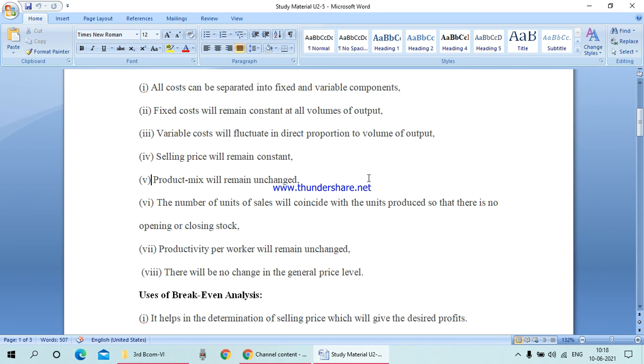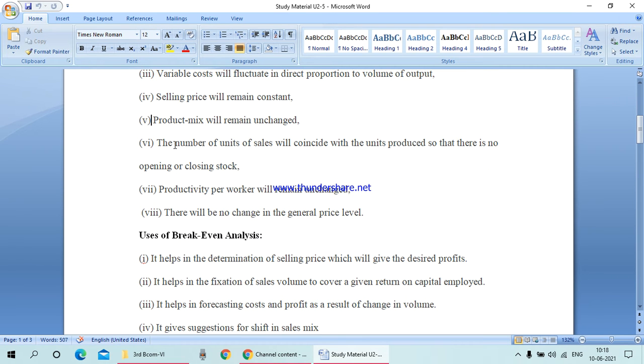It remains unchanged. Then the number of units of sales will coincide with the units produced, so that there is no opening or closing stock. This break-even analysis works well when sales coincide with the units produced. That means whatever goods are produced in a particular period are sold immediately, or there is no opening stock and closing stock. That is another assumption of this break-even analysis.